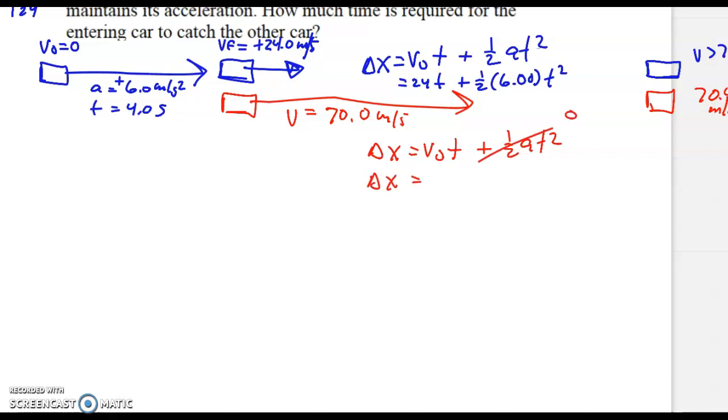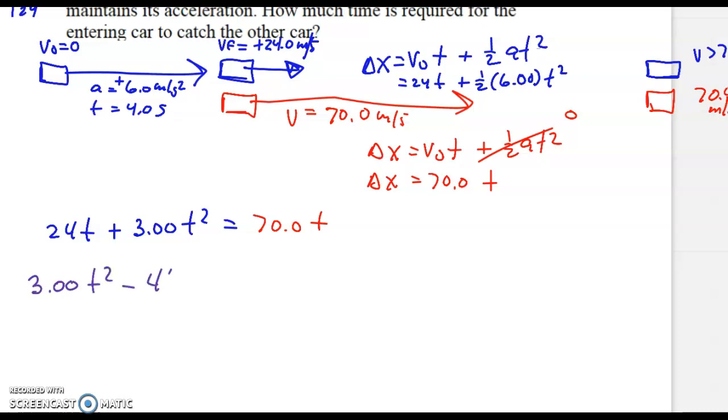So this is just delta x equals 70t. Now those two are equal to each other, so I could say 24t plus 3, half of 6, t squared is equal to 70t. And if I bring everything to the same side, I'll do it in purple because it's the combination: 3t squared minus 46.0t is equal to 0.